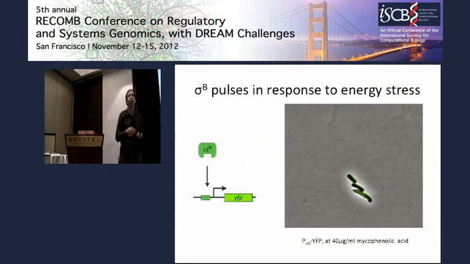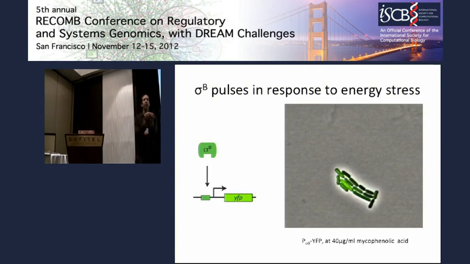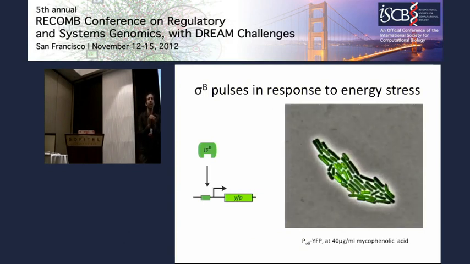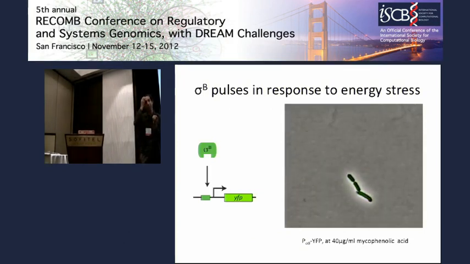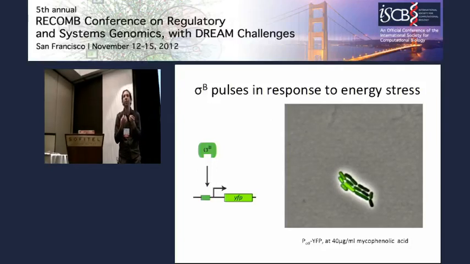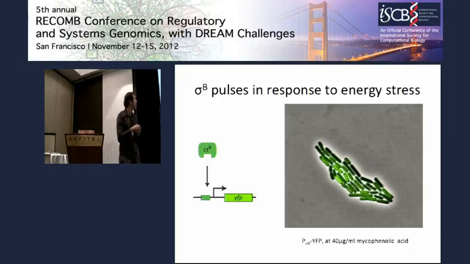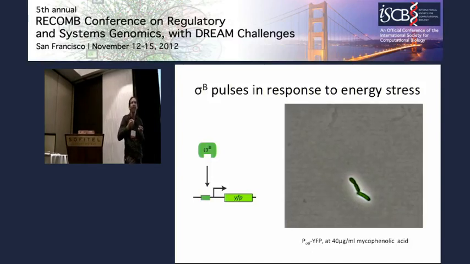So the first thing we did was we just took cells and put in a yellow fluorescent protein reporter for sigma B activity, and we made movies under conditions where the cells have an energy stress that reduces internal ATP levels. When you do that, what you see very strikingly is stochastic pulses of activity of sigma B.